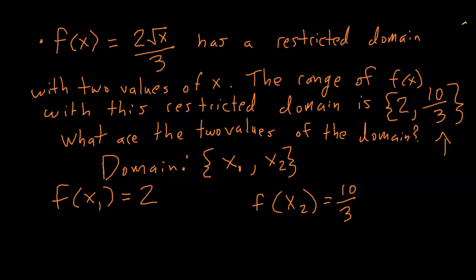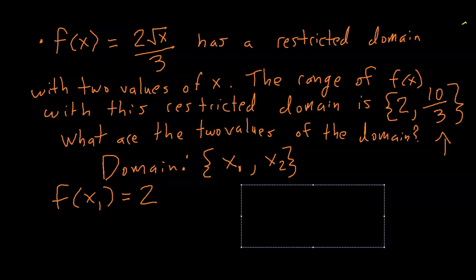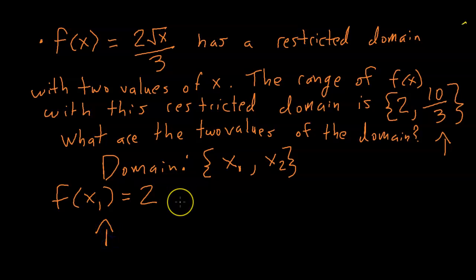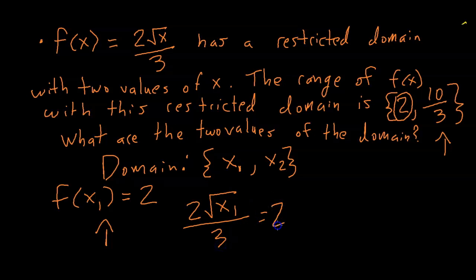Well, let me erase one of these two equations for just a minute, and let's just focus on this equation for now, okay? So f of x sub 1 equals 2. That's the value of the domain which is going to give you the output of 2, so this value in the range. So that means that 2 times the square root of x sub 1 divided by 3 is equal to 2, right? Well, we know how to solve equations like this, right?